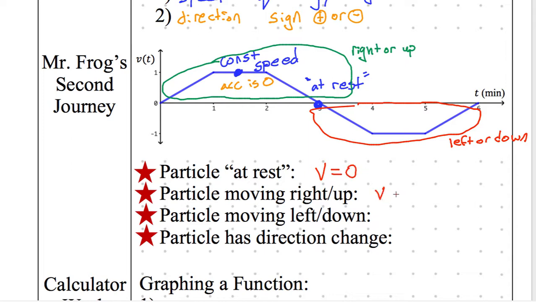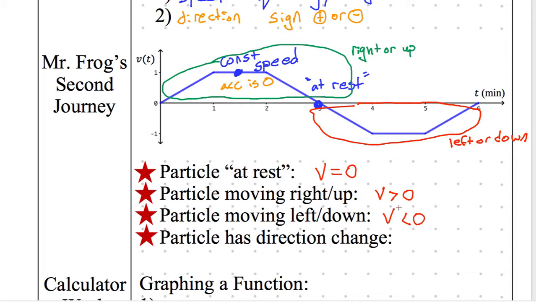For moving right or up. So is velocity just the graph? It's like just the graph, yeah, the height of the graph. Would velocity be greater than zero? Yep, it's positive. Velocity is positive up here, so it's moving right or up. Moving left or down, that's going to be velocity is less than zero, yep.